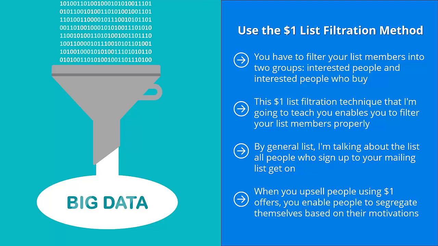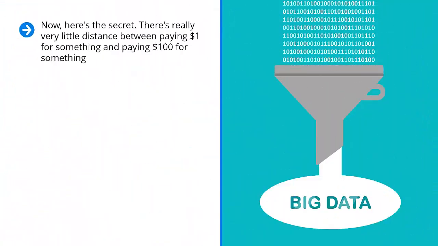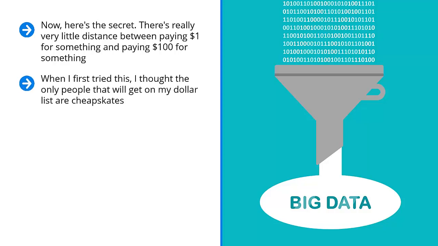When you upsell people using $1 offers, you enable people to segregate themselves based on their motivations. These are people who are motivated enough to spend $1. In other words, they see the value in your content, and they are willing to put their money where their mouth is. Now here's the secret. There's really very little distance between paying $1 for something and paying $100 for something. This is a lesson I learned firsthand. When I first tried this, I thought the only people that would get on my dollar list are cheapskates. These are misers. In the back of my mind, I thought that they're just not going to buy big ticket items. Boy, was I proven wrong.